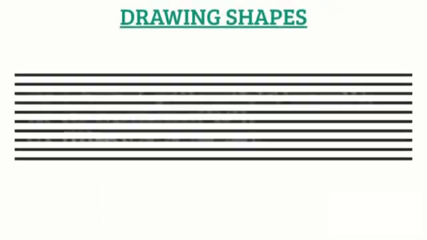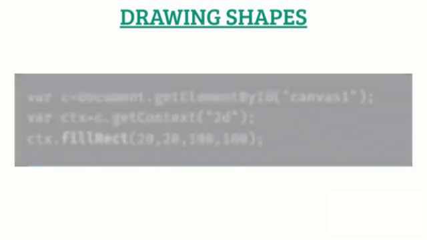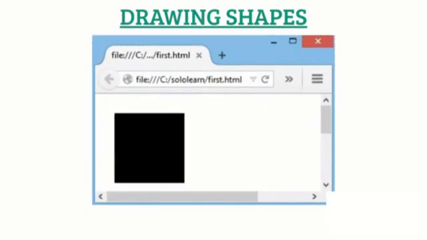The fillRect(x, y, w, h) method draws a filled rectangle, in which w indicates width and h indicates height. The default fill color is black. A black 100*100 pixel rectangle is drawn on the canvas at the position 20, 20.